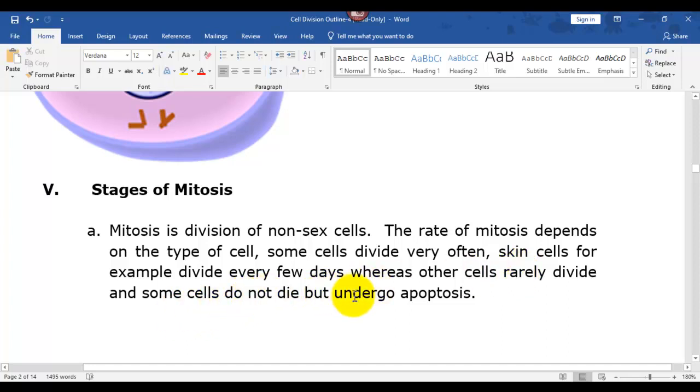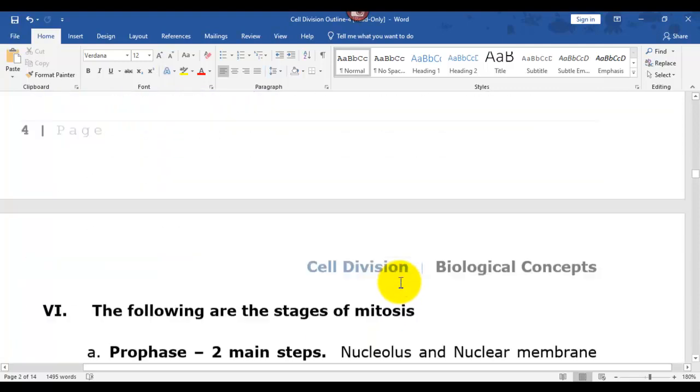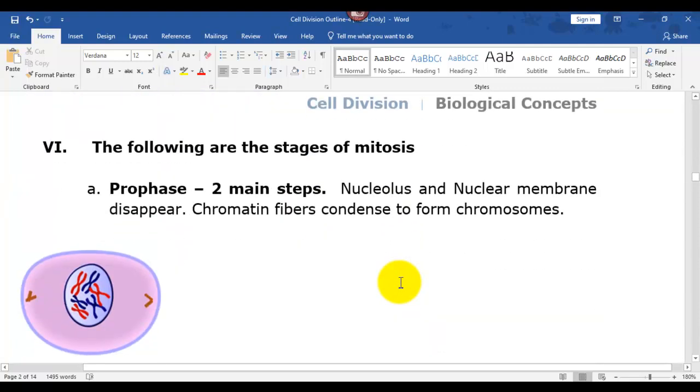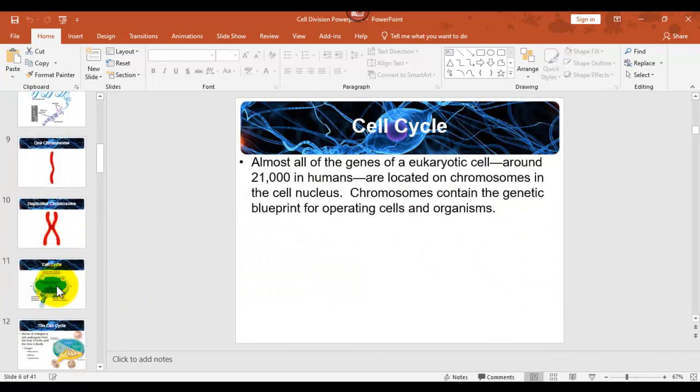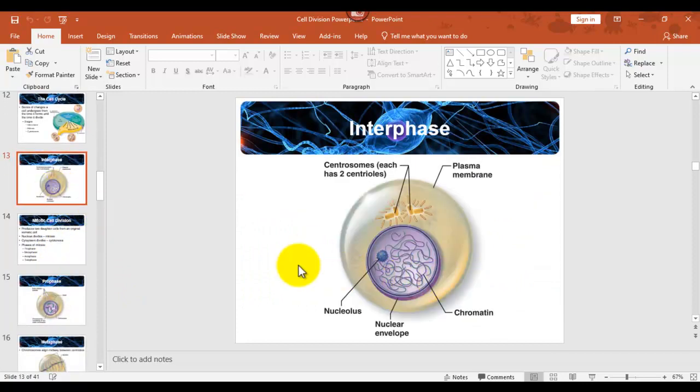Some cells do not die but undergo apoptosis, which is the programmed cell death. I don't know why it says do not die, but apoptosis means programmed cell death. All right, here are the stages. And in your PowerPoint, I gave you some really good pictures, and I'll start here.